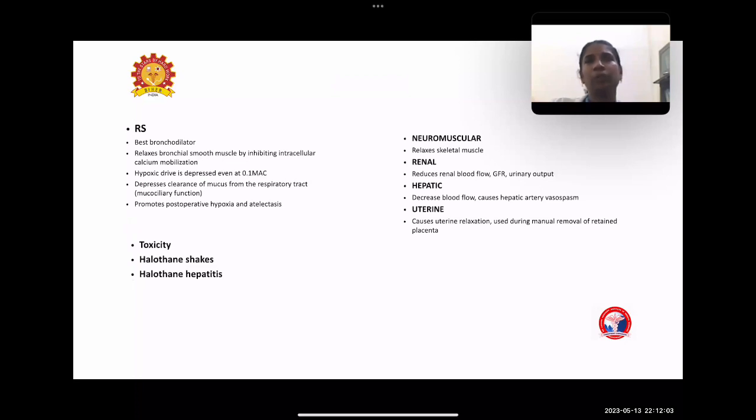Then moving on to the respiratory system. It has a potent bronchodilator effect. It relaxes the bronchial smooth muscles by inhibiting the intracellular calcium mobilization. The hypoxic drive is depressed even at 0.1 MAC. It decreases the mucociliary clearance of mucus from the respiratory tract, nothing but the mucociliary function is decreased. So it causes the mucus to get lodged in the respiratory system. It promotes postoperative hypoxia and atelectasis. So you should be very careful in giving this halothane to hyperreactive airway patients.